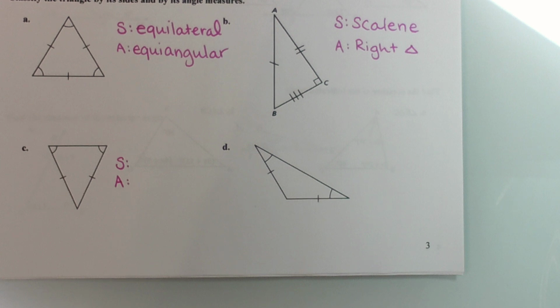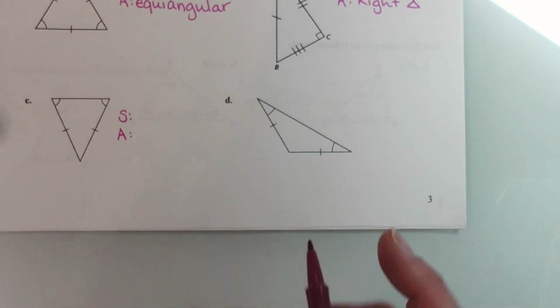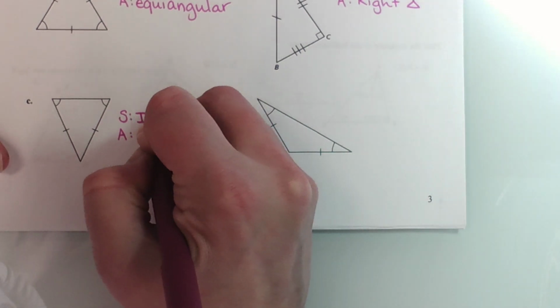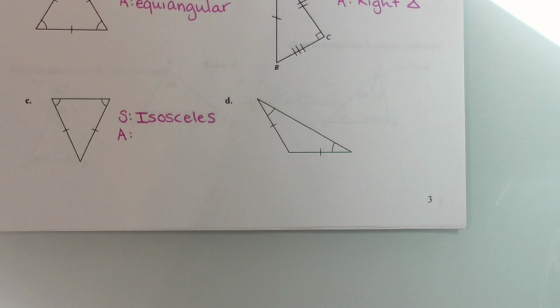Okay, C. Classify it by sides. What would you tell me? It is isosceles. It's got 2 congruent sides. What about by angles?